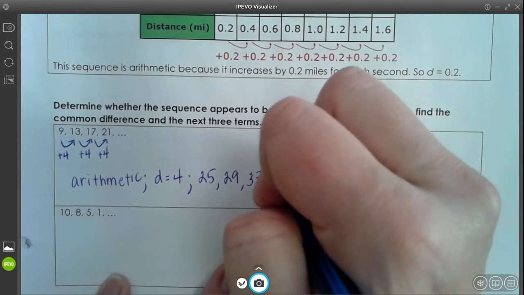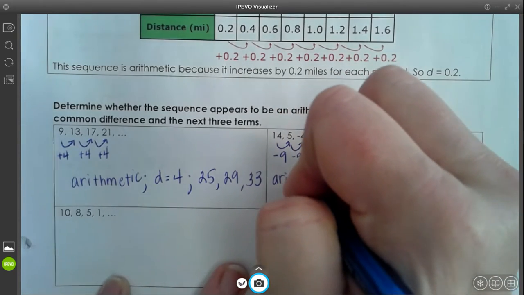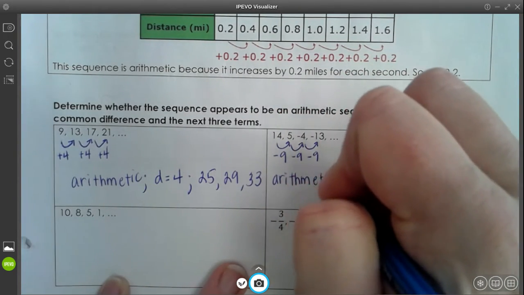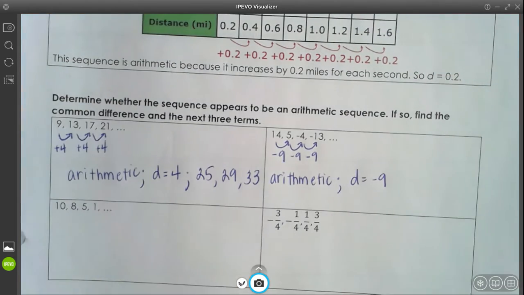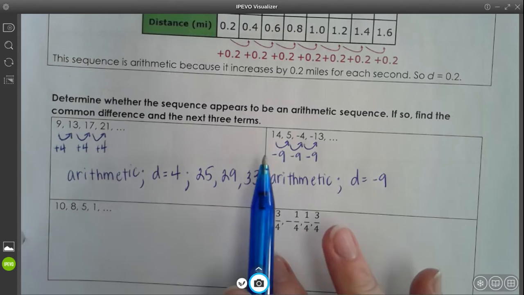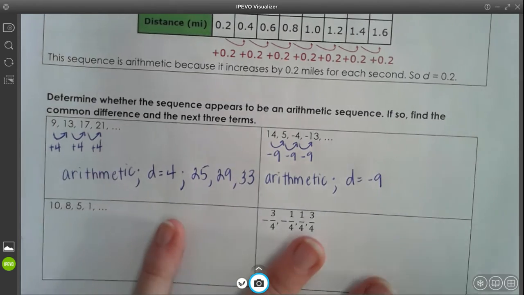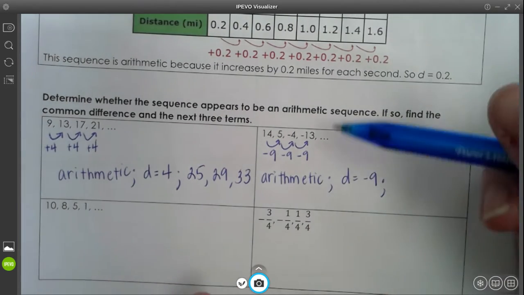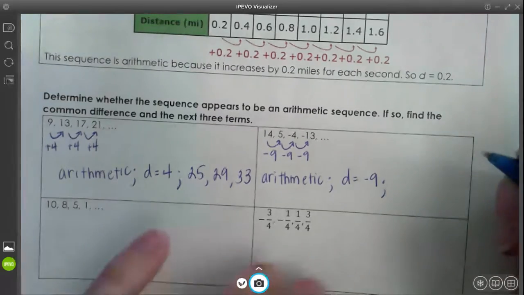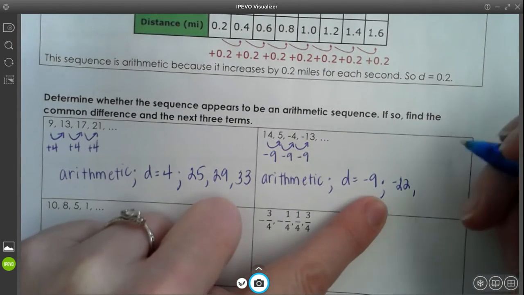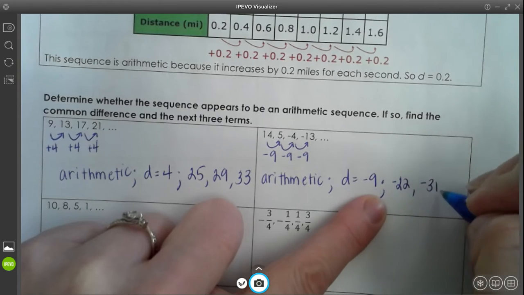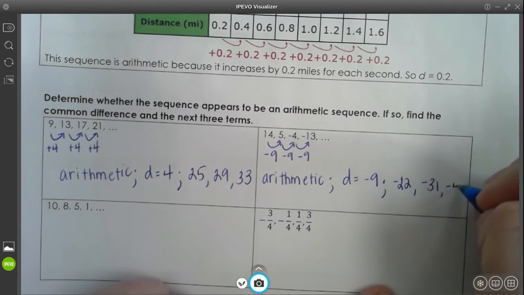So here our sequence is going to be arithmetic. Our common difference is going to be negative 9 because we could think of this as adding a negative 9 every time. And then the next three terms, well, if I were to subtract 9 from negative 13, I would get negative 22. If I subtract 9 from that, I get negative 31. And if I subtract 9 there, I'll get negative 40.